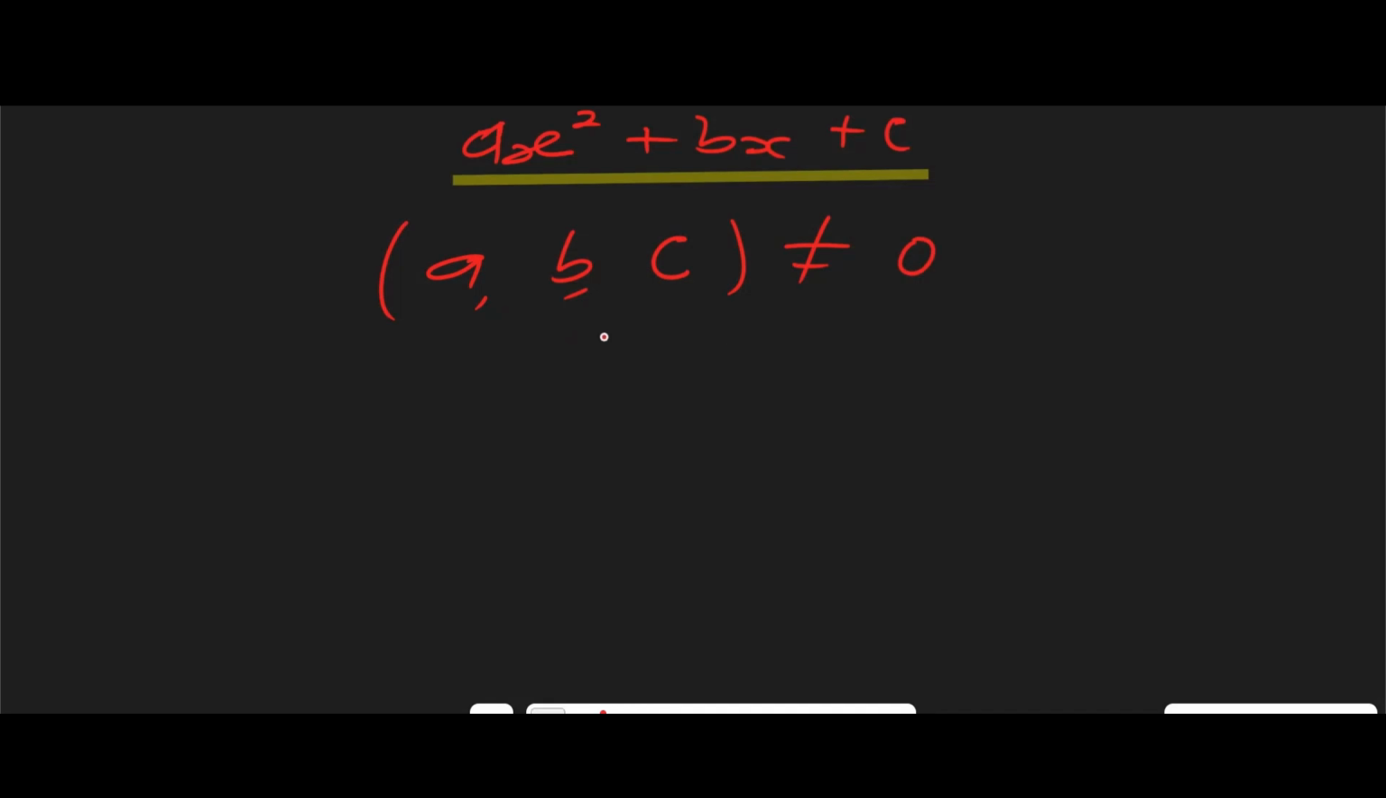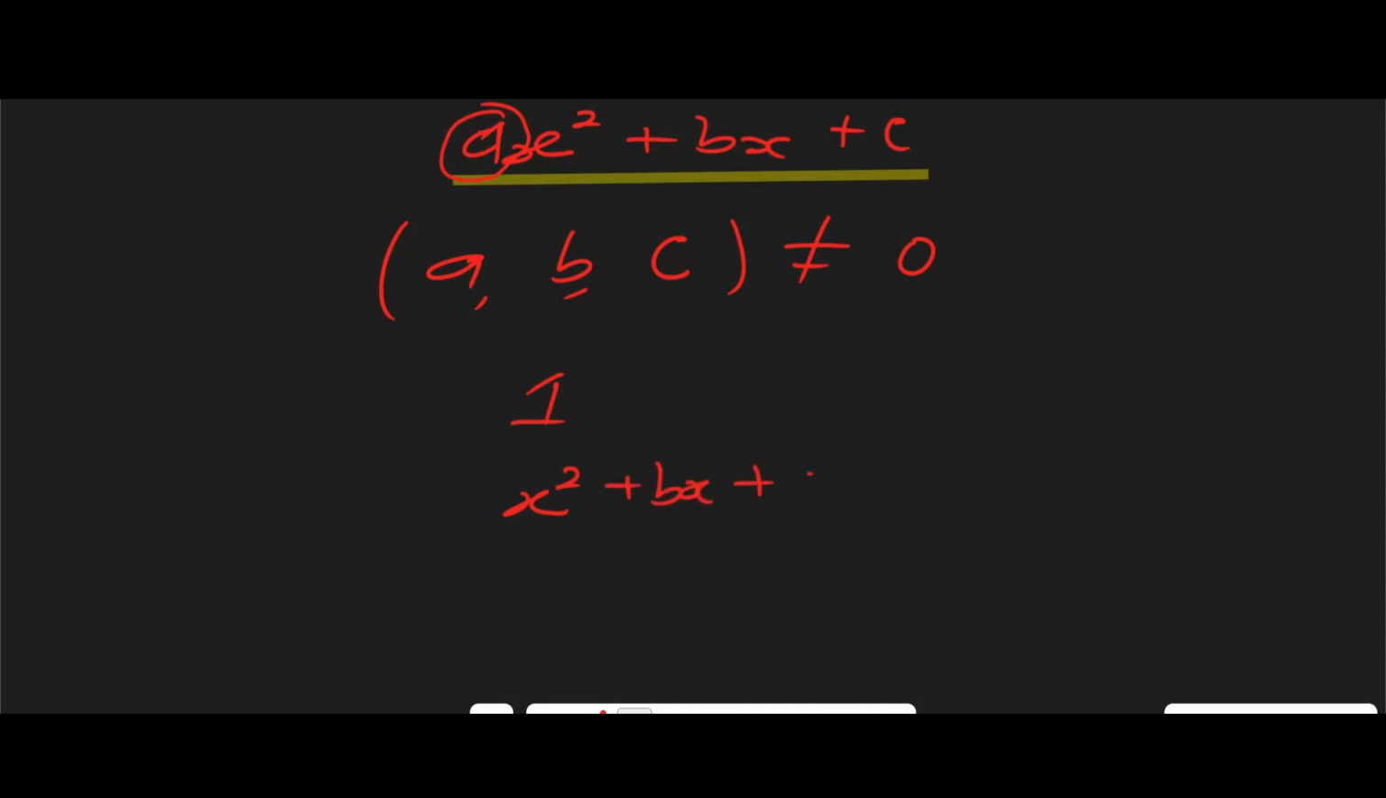In this case, I'll be discussing how to factorize quadratic trinomials where a, the first coefficient here, is 1. It's not any other number but 1. So you're going to get x squared plus bx plus c. That's the quadratic trinomial that we're going to factorize. In our next video, we'll talk about expressions where the coefficient of x squared is not 1. So let's begin.